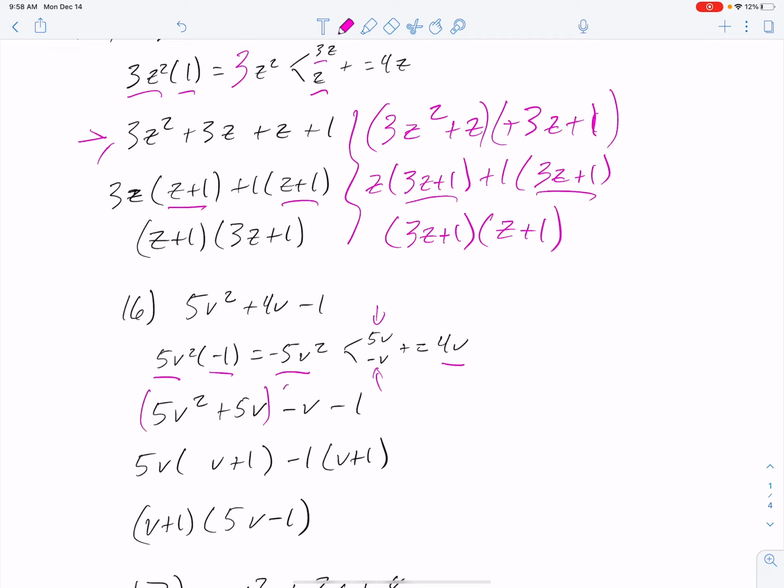I pair my first two terms, I pair my last two terms. We always want our first term to be positive, so notice I factored out a negative 1 from the second group, factored out a 5v from the first group, factor out the matching group, write what's left over.